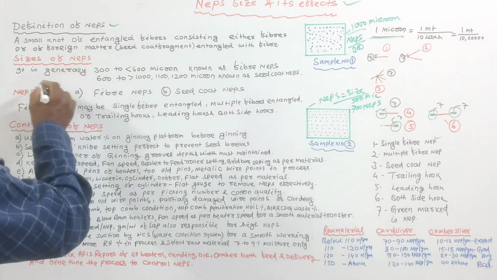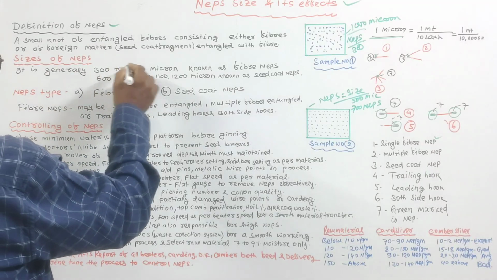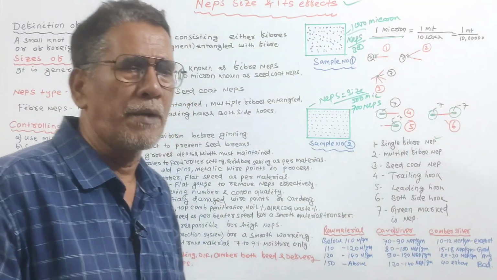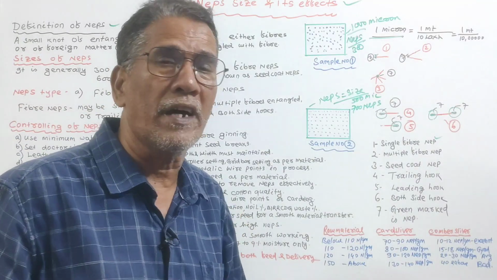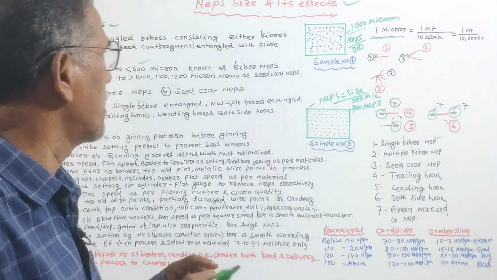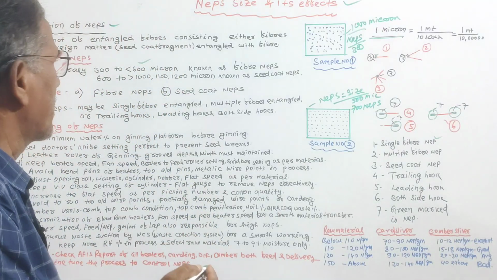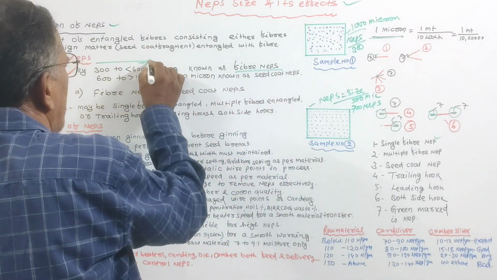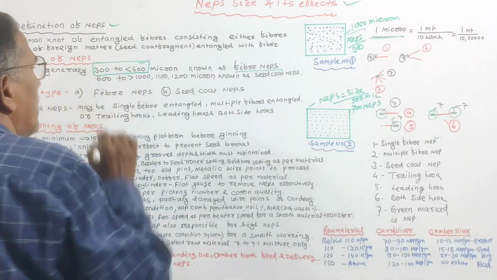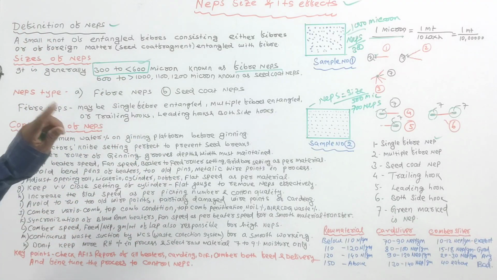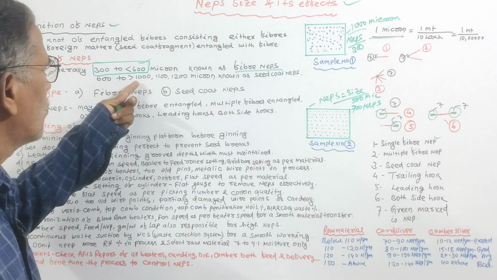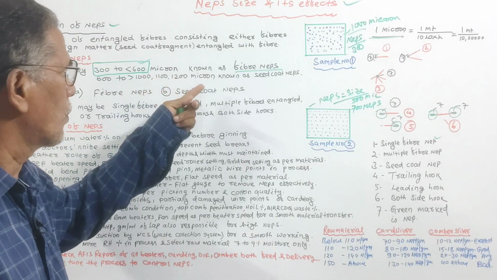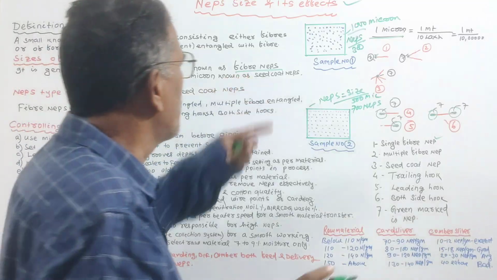The size of neps is generally 300 to 600 micron for fiber neps, those made by fibers only. That is called a fiber nep. 300 to 600 is accepted, below 600, not above 600. And another thing, 600 up to sometimes 1000, 1100, 1200 micron is known as a seed coat nep.